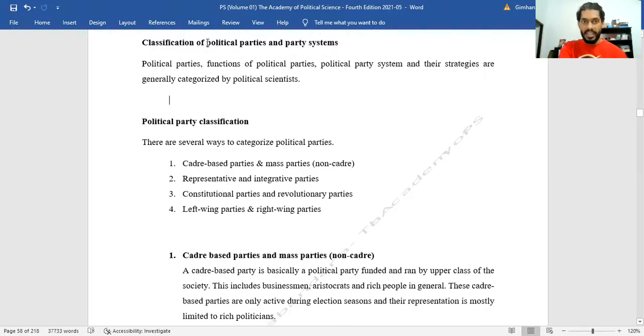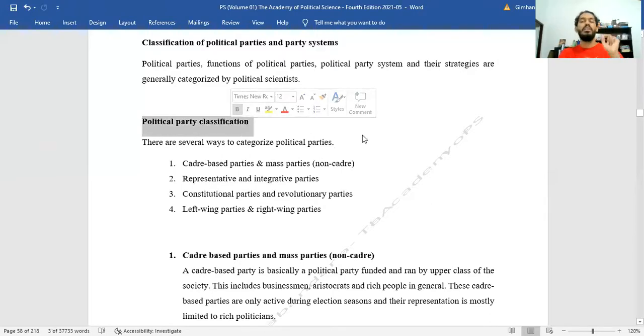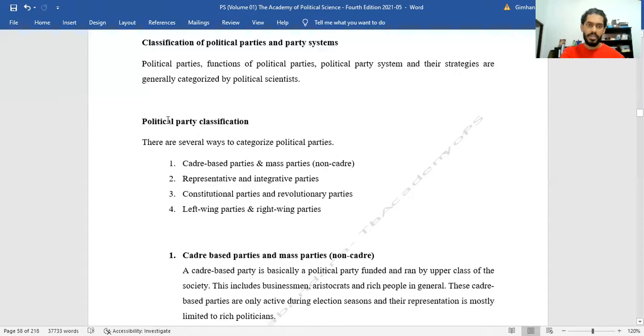Political parties classification is one. Political party system classification is another, right? So right now what we are going to do is political party classification. Later we are doing political party system classification. Please do not mix that up, right? So in a paper, if I give a question on political party classification, you need to write this: cadre-based, mass, representative, integrative, constitutional, revolutionary, and left-wing, right-wing. When I ask for party classification, don't write one party system, two party system, multi-party system. That's party system categorization.